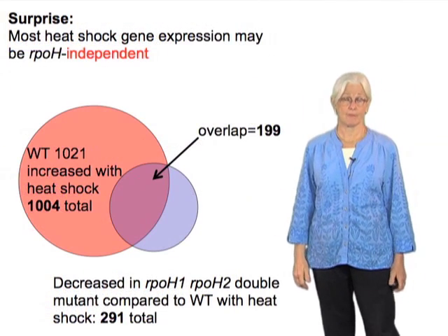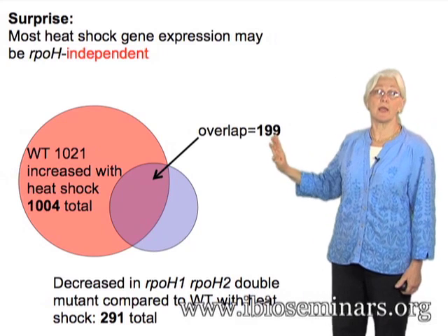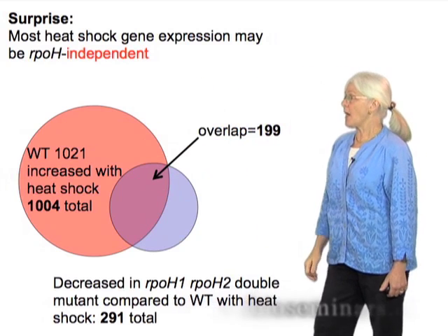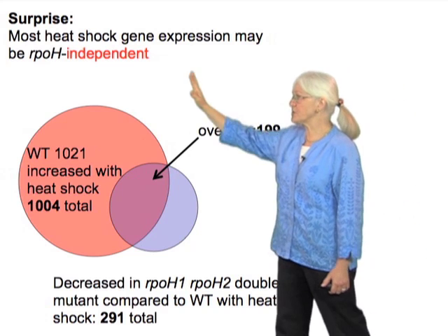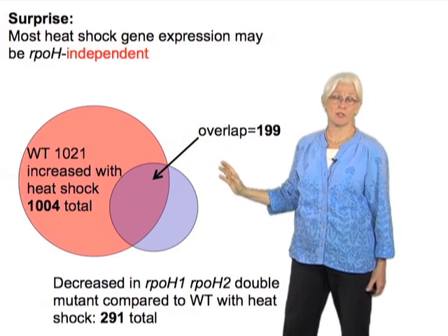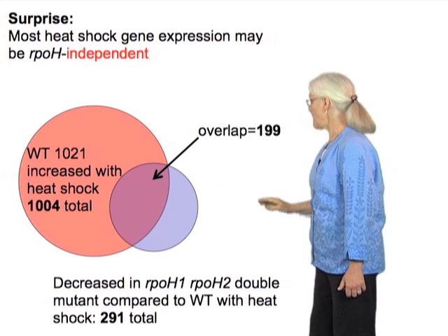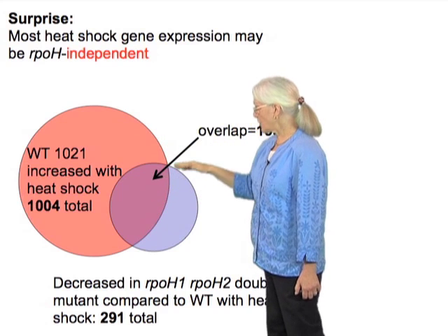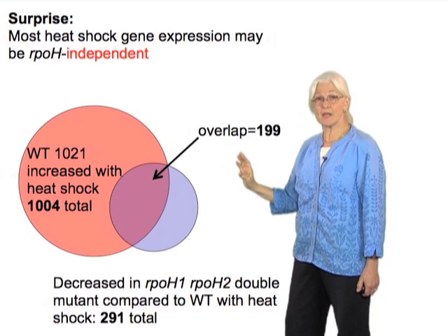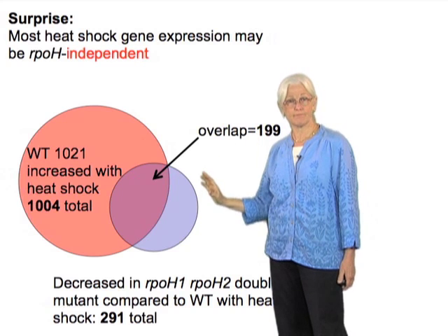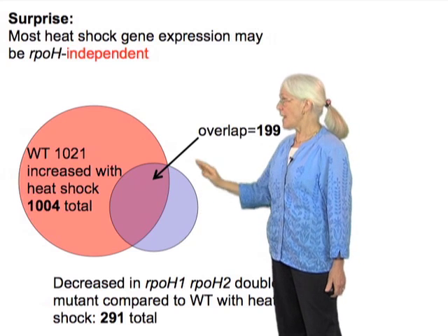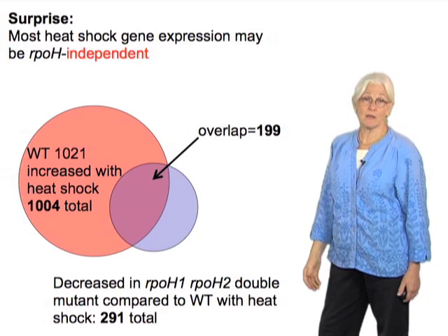Here was another surprise. If you take a look in this picture only at the genes that are increased in heat-shocked cells, and that's, as I said, over 1,000, what we find is that the large majority of those are increased by heat shock even if the two RpoH sigma factors are both knocked out. And that's shown here. These are the increased genes by heat shock in a wild type. And this blue circle shows those genes that do not get enhanced in a mutant. Right? These are the genes that do not get enhanced by heat shock in an rpoH1, H2 double mutant. And the overlap is only about 200.